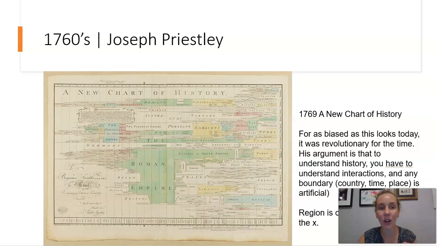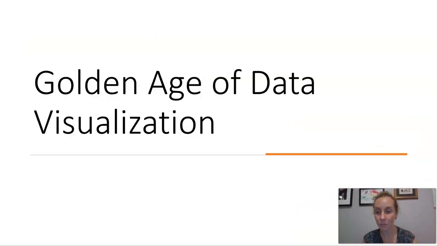Because what he's saying in this chart is that you have to understand interaction and that the boundaries between places are artificial. So the way to read this is that region is on the y-axis. So here's all these places like the Americas, Africa, China, lots of different places that I can't read with my eyes right now. And time is on the x-axis, right? And he's saying, read this span of time, but also read vertically how these things interact, which was just transformational.